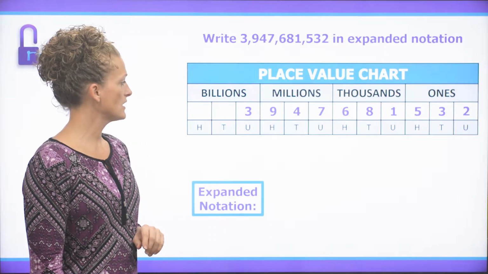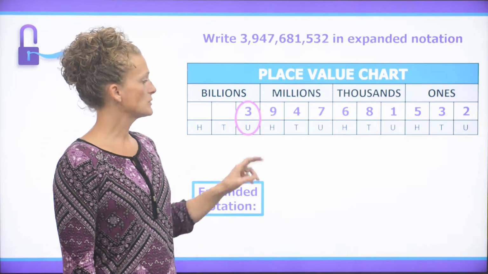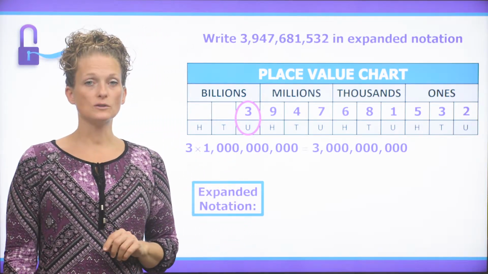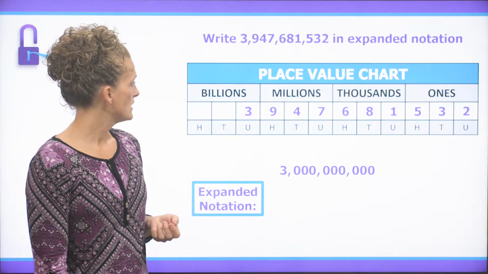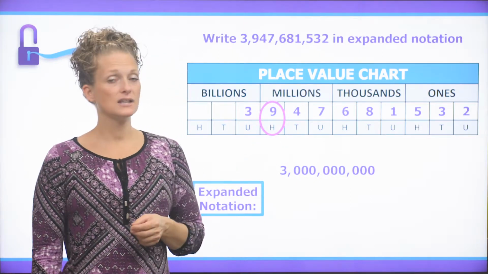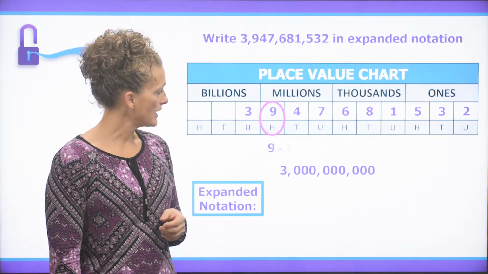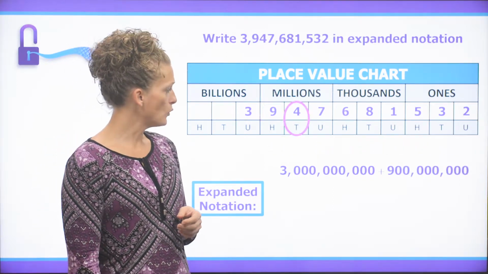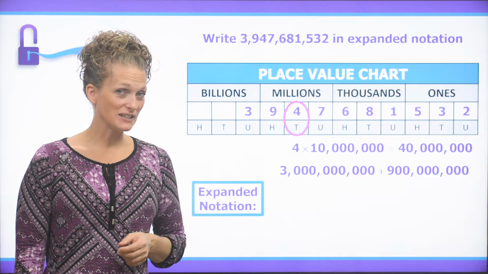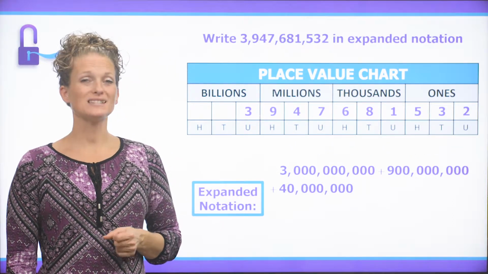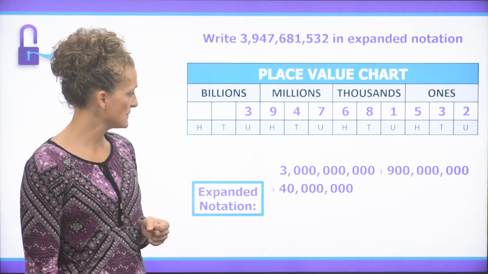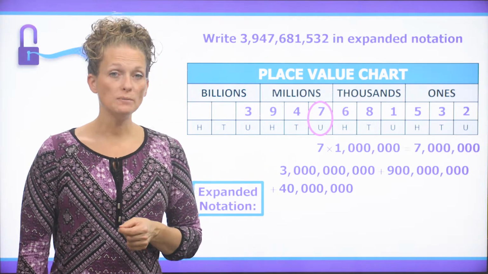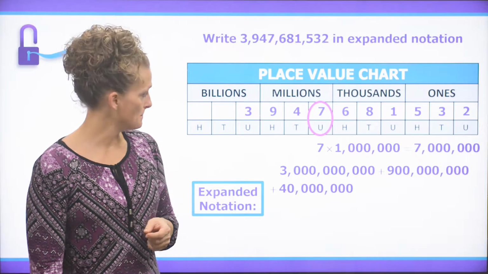And now we can go ahead and write the expanded notation. Start with the 3, which is in the billions. So we have 3 times a billion, which gives us 3 billion. Then we have the 9, which is in the hundreds of millions. And that's 9 times 100 million. Then we have the 4, which is in the tens of millions. So we have 4 times 10 million, which is 40 million. Then we have the 7, and that's 7 times 1 million, which is equal to 7 million.